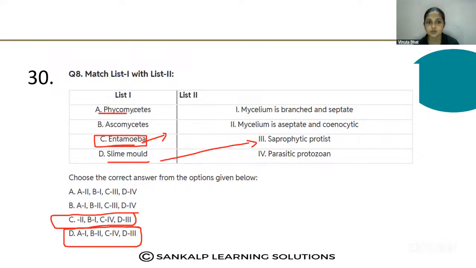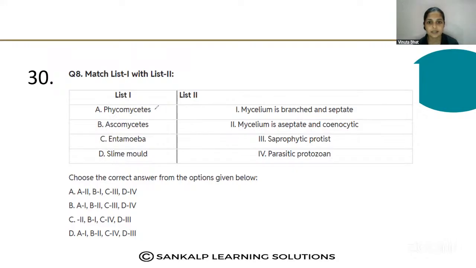And Phycomycetes: the mycelium is aseptate and coenocytic. That I know perfectly. So A2. It is quite confusing here, just a minute. Phycomycetes, A2. And Ascomycetes, the mycelium is branched and septate, so B1.